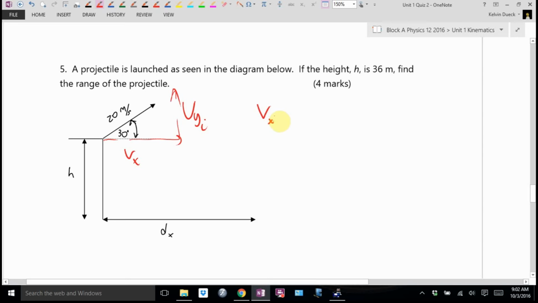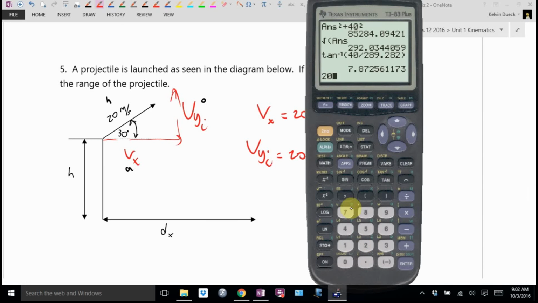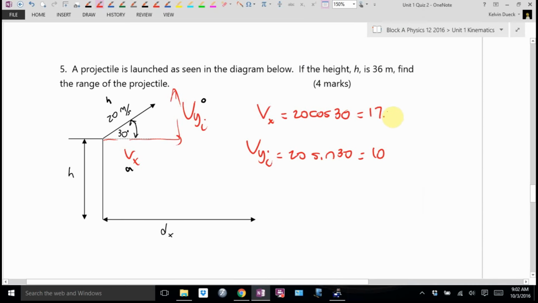I think Vx is going to end up being hypotenuse, adjacent, opposite. Vx is going to end up being 20 cos 30. And Vy is going to end up being 20 sine 30. In fact, I think I stole this diagram from one of our exercises, and I just changed the height. Because I think we end up with 10 as your Vy initial, and I think we end up with 20 cos 30, 17.321 as your Vx. All right, they want me to find the range.